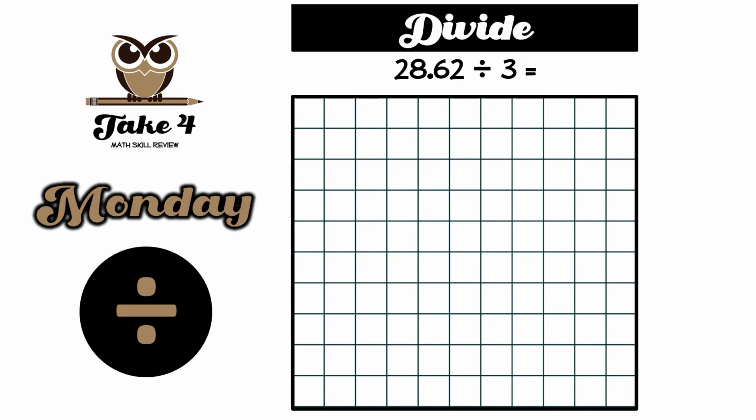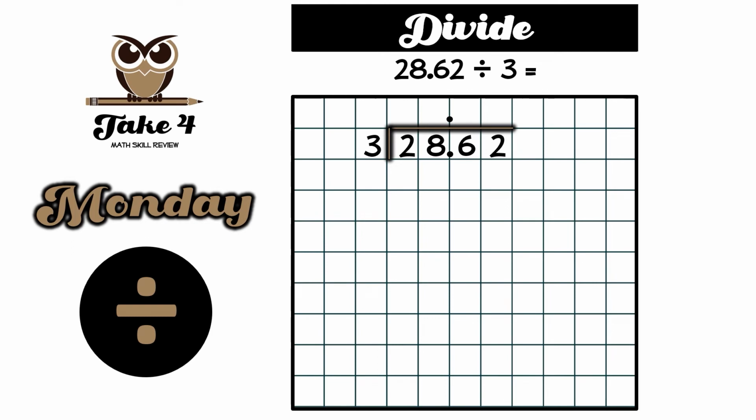Divide 28 and 62 hundredths divided by 3. When you set up your problem, it should look like this. The first thing that we do is to bring up the decimal point in the dividend up into our quotient. This will help us better line up our numbers as we solve the problem.